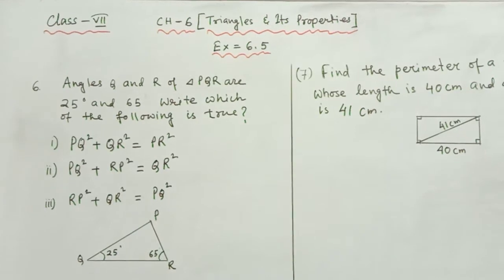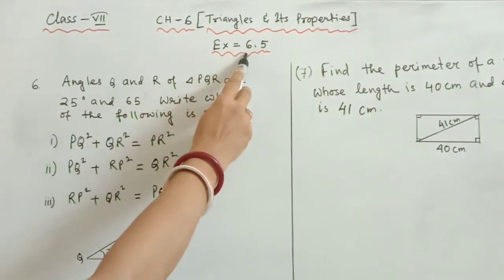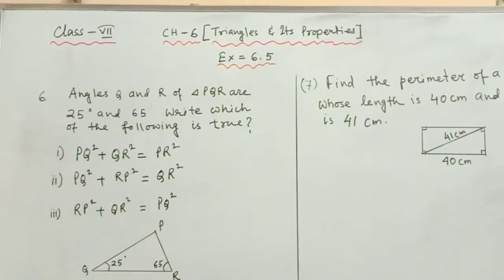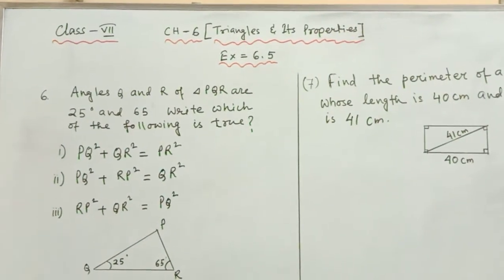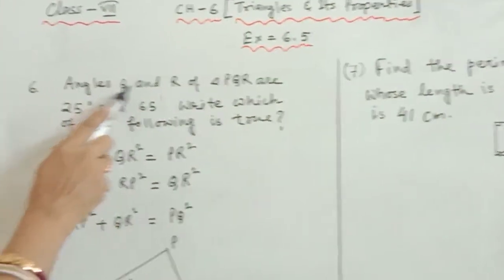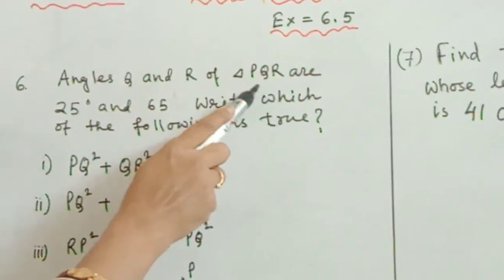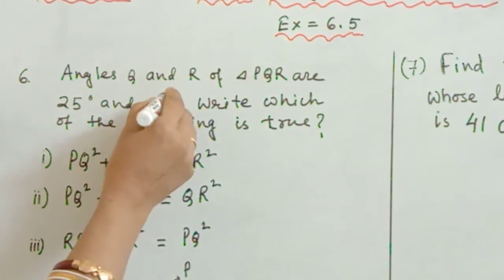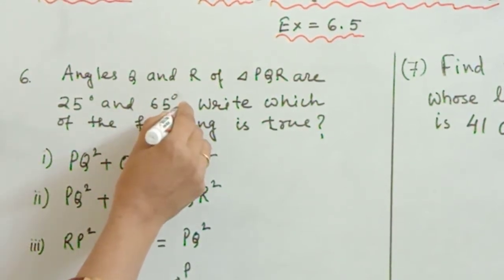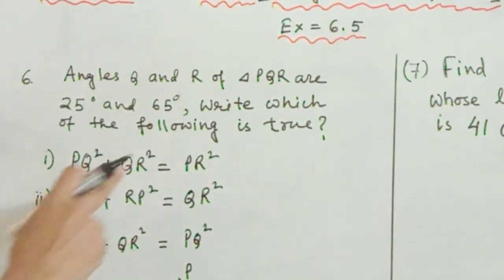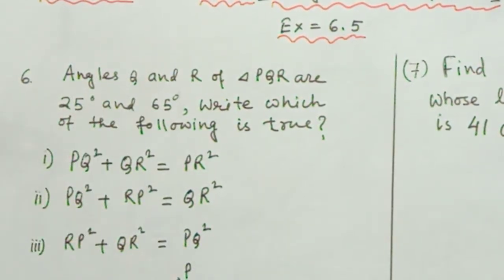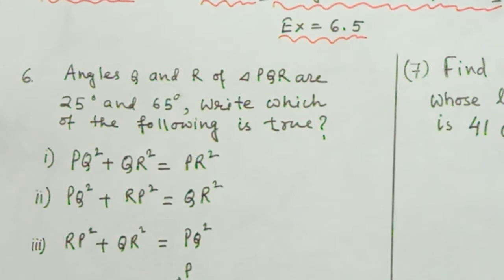Today we will do exercise 6.5, chapter 6, triangle and its properties. In question number 6, angles Q and R of triangle PQR are 25 degree and 65 degree. Write which of the following is true. Two angles are given here and a diagram is also given.